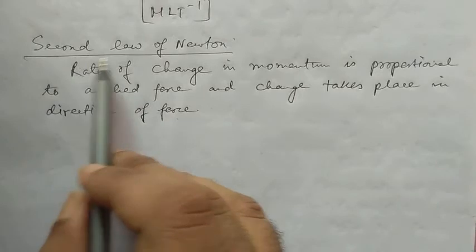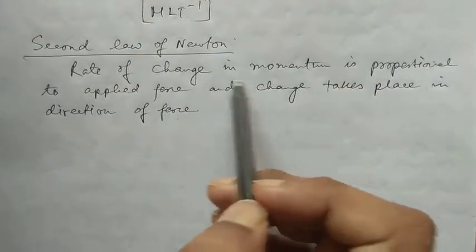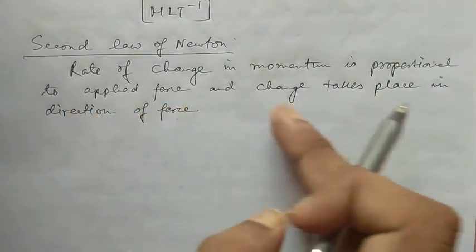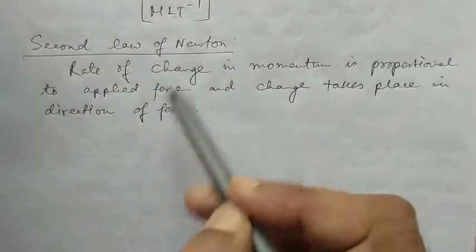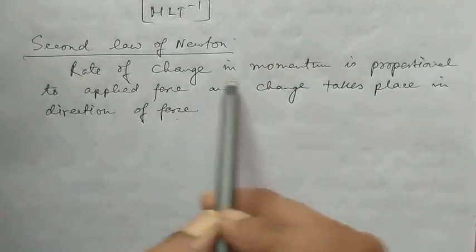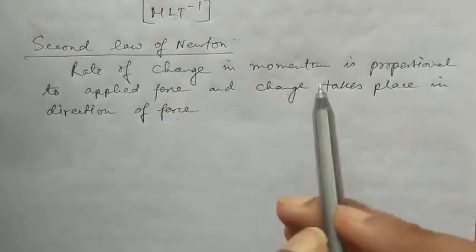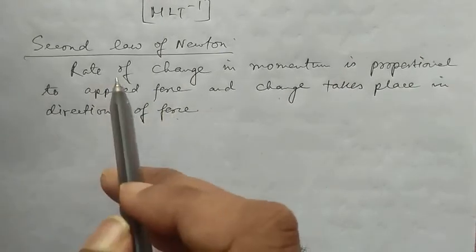The second law of Newton's laws of motion states that the rate of change in momentum is proportional to the applied force, and the change takes place in the direction of force. There are two parts in this statement. One is the rate of change in momentum is proportional to the applied force, and the second part is the change takes place in the direction of force. Now what does the first part mean?